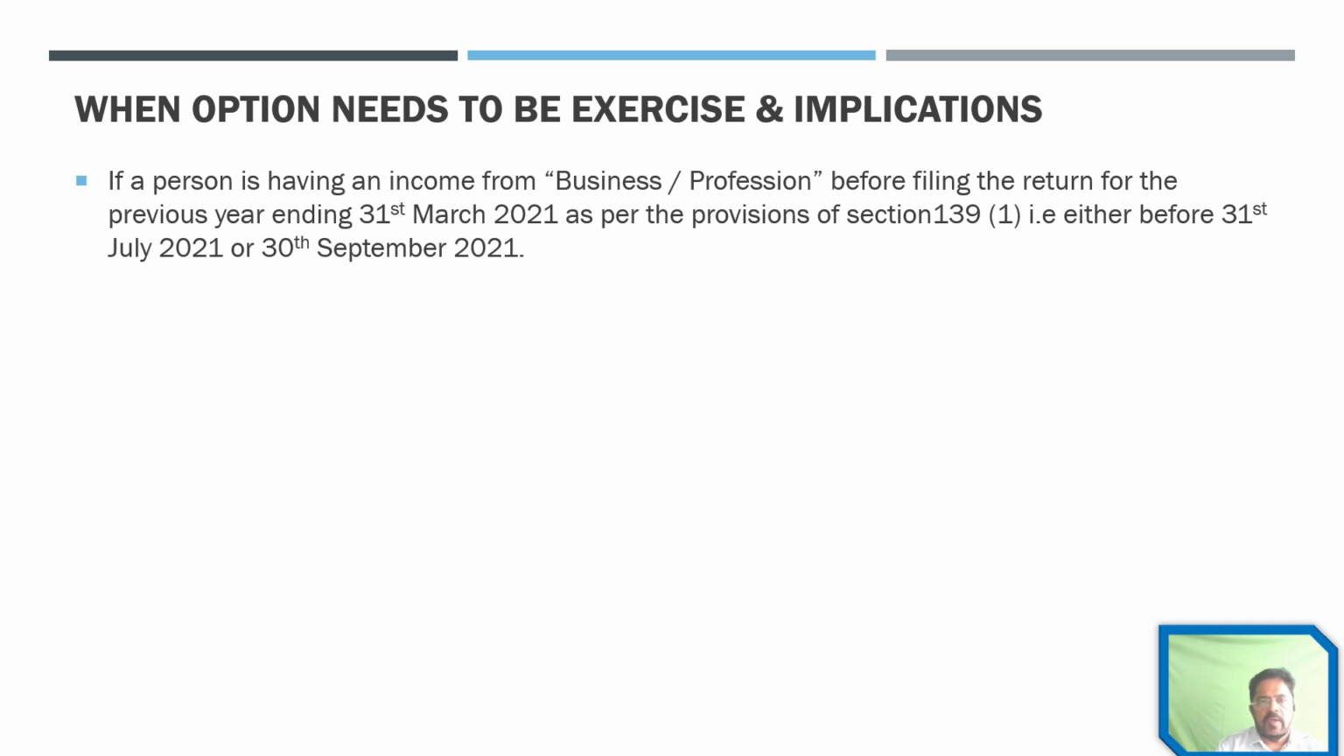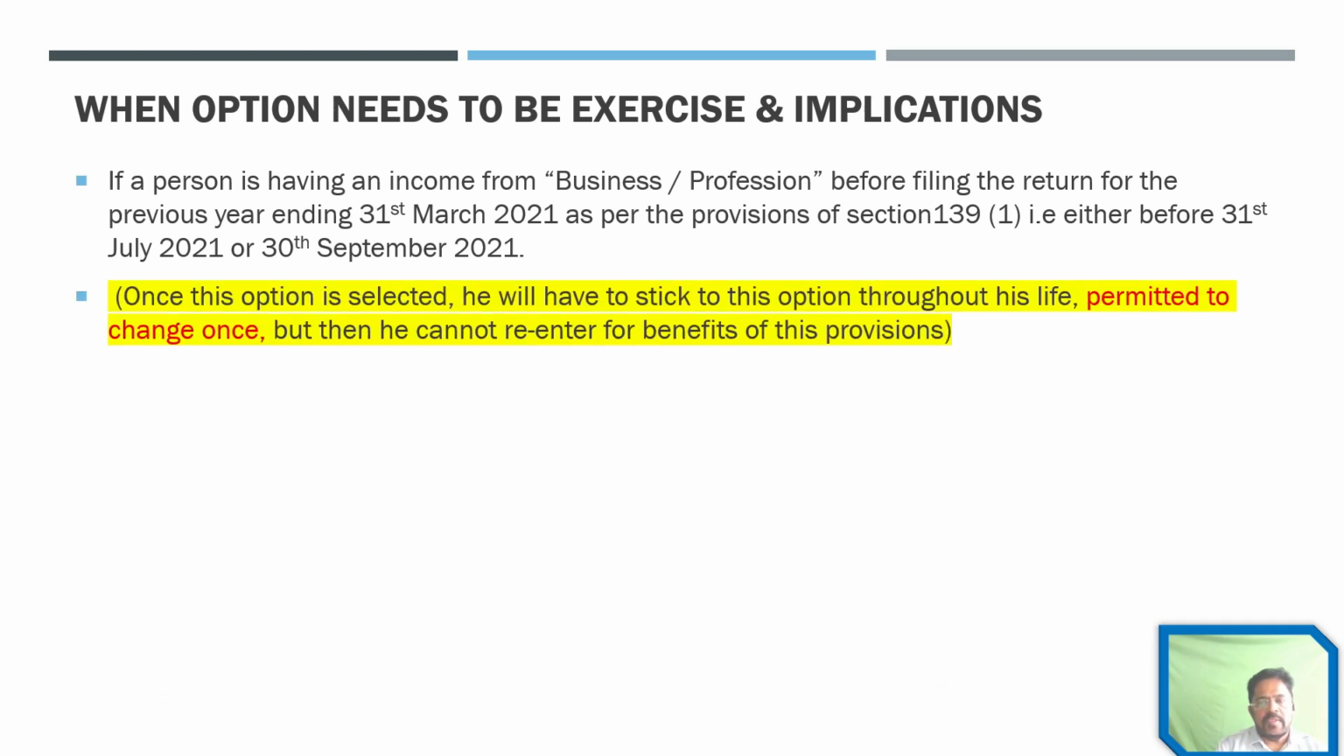Normally, what is the due date? Up to 31st July 2021, or 30th September 2021 under certain circumstances if the tax audit and other things are applicable. So all the businessmen have to decide about this option at the time of filing the income tax return. Once this option has been selected, he has to keep in mind that he will have to stick with this particular option throughout his life, and he is permitted to change it only once. And once he moves out of the scheme, he cannot re-enter for the benefit of this particular provision.